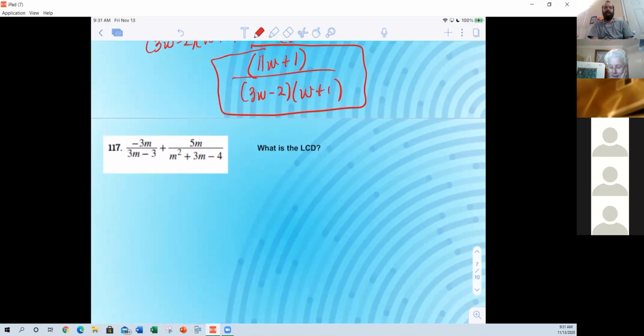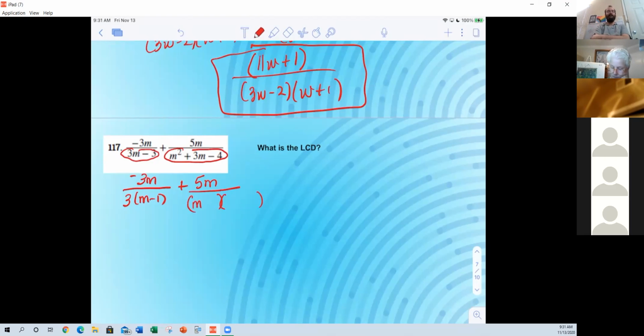Okay, so on this 117, before we can find the LCD, look at these denominators and what do you notice that you probably are going to have to do to them before you can figure out what the LCD is? Have to factor one of them. Factor them, right. So how would the first one factor, the bottom of the first one? Take out the 3. And what about the second one? It's going to be m squared. Okay, so I guess one of them is going to obviously be m minus 1. M plus 4, m minus 1? Right. Okay, good.